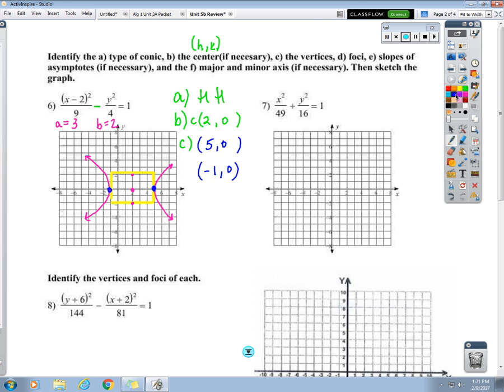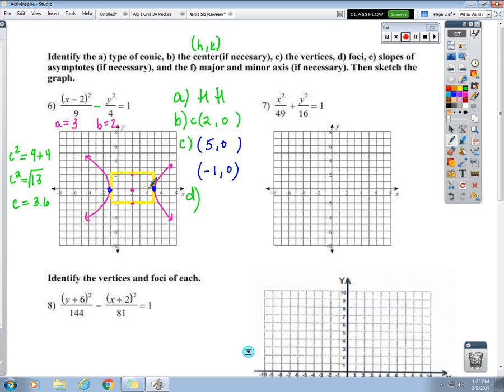D, foci. Well, for foci of a hyperbola, I look at my formula sheet, and I know that it's c squared equals a squared plus b squared. So I'm going to do that work over here. C squared equals a squared, which is 9, plus b squared, which is 4. That becomes c squared equals 13. And then to solve for the c, don't you have to square root it? And so what does c equal? 3.6. So we'll be moving from the center 3.6 units which way?